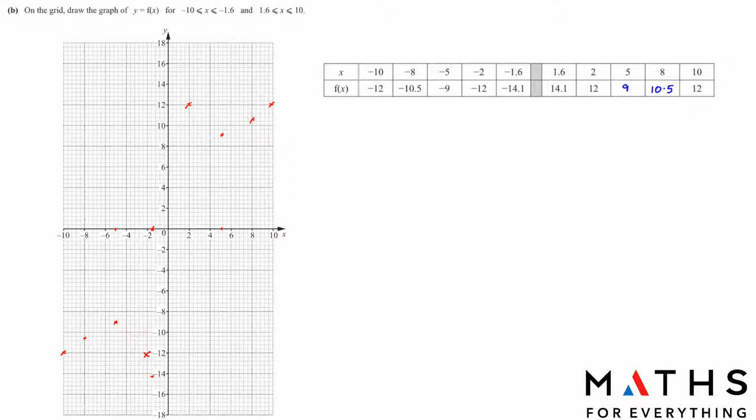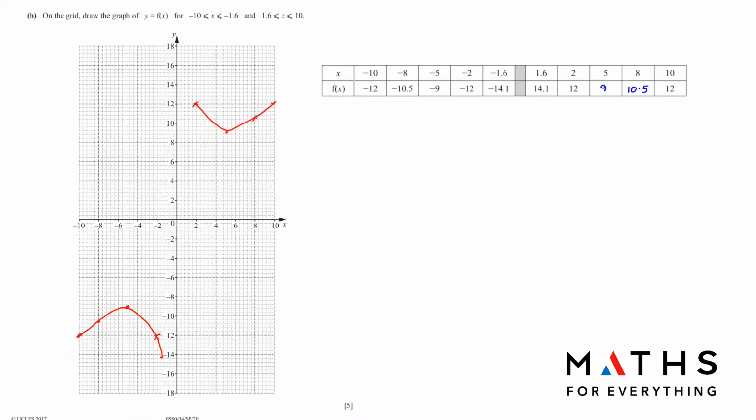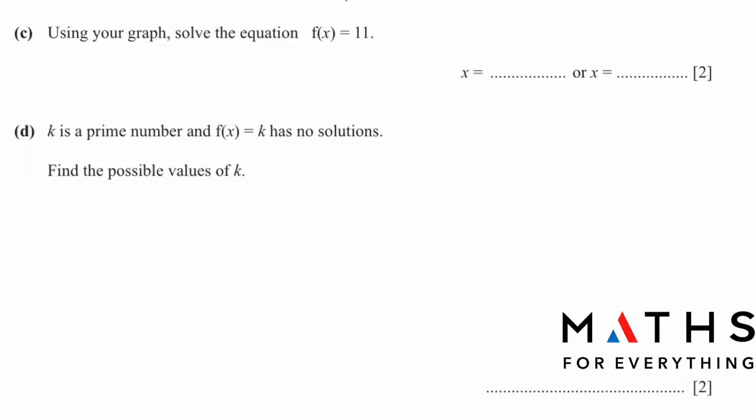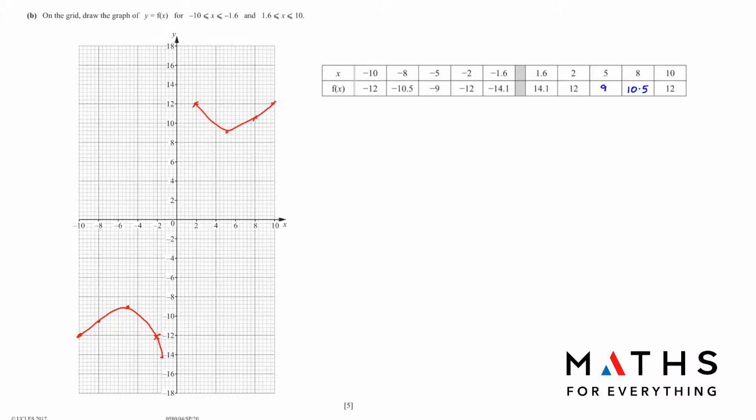Now we join the points together. This is how your curve will look. Moving on to C. Using your curve, solve the equation f of x is equal to 11. F of x means y. So when y is equal to 11, 11 is going to be here. We draw a straight line and look at the corresponding x value. These are our two x values.